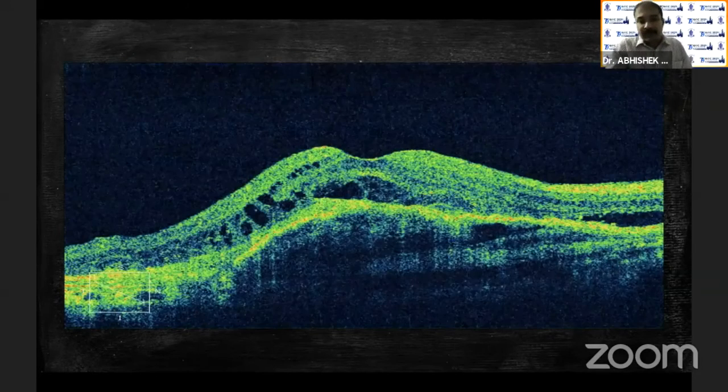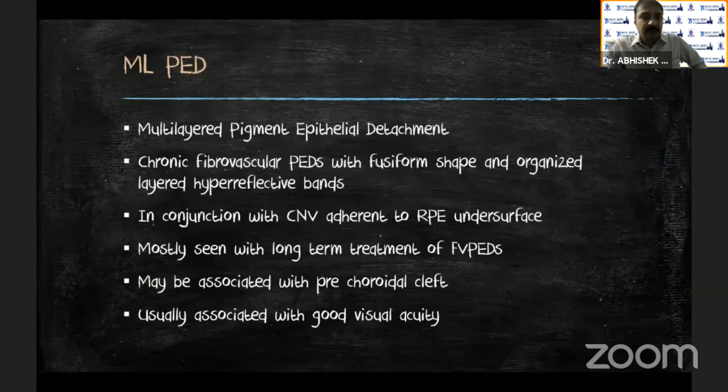Now, this is a finding again that we see in several of our AMD patients, especially the ones that have been on chronic treatment. If you look at the characteristics of the PED, this is what we call a multi-layered PED. It is basically a chronic fibrovascular PED with a fusiform shape. It has layers of fibrous tissue. These are visible as organized layers, hyperreflective bands. In between the bands, there is hyporeflectivity.